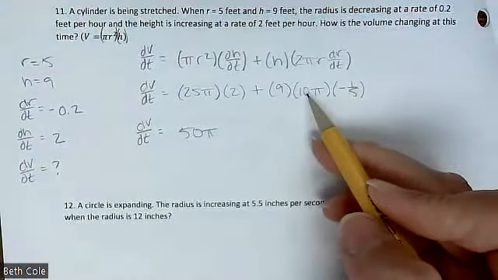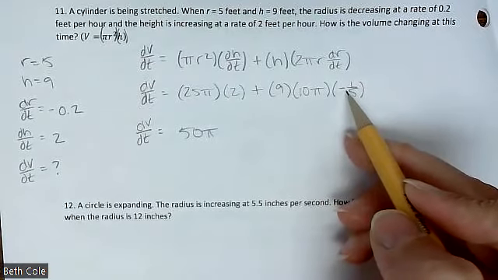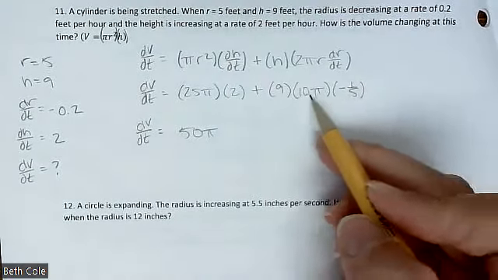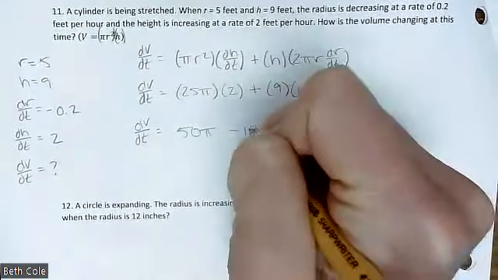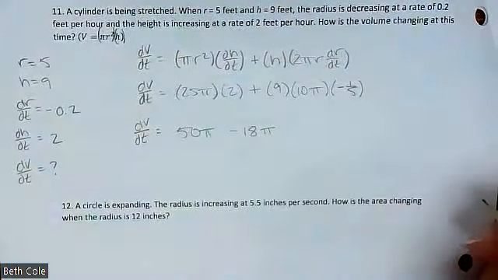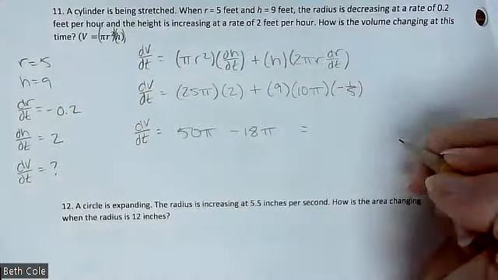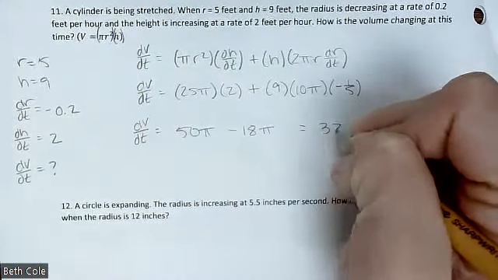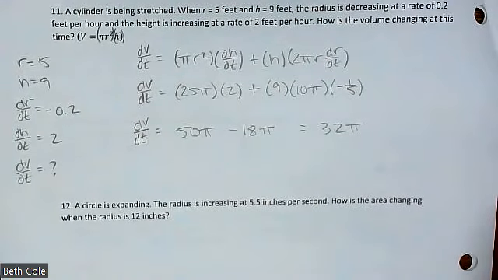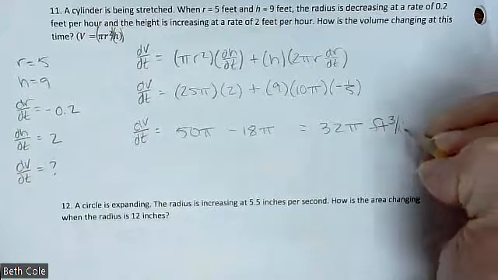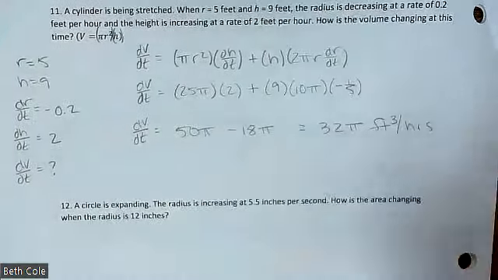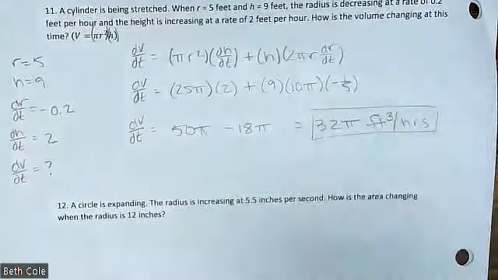And then let's see, 10 times negative 1/5. What is that going to give us? That'll be negative 2 times 9 would be negative 18 pi. And so what is that going to be? 32 pi. And then the units, just for the sake of being thorough, would be cubic feet per hour. But again, it's multiple choice, so you won't have to worry about that.